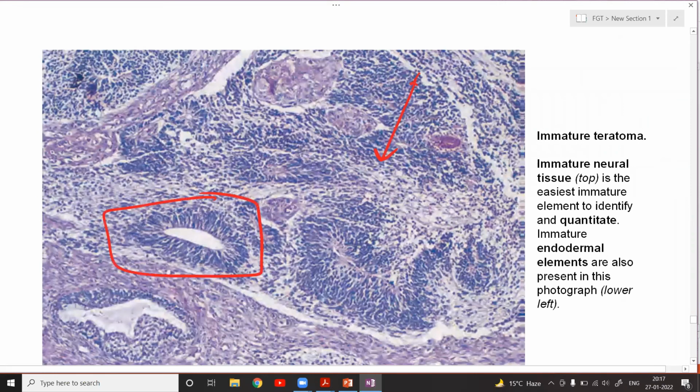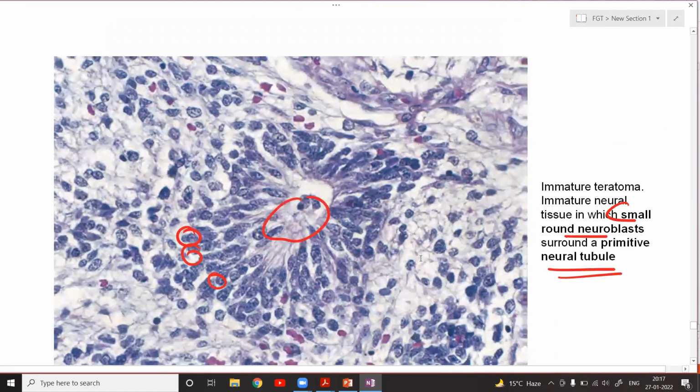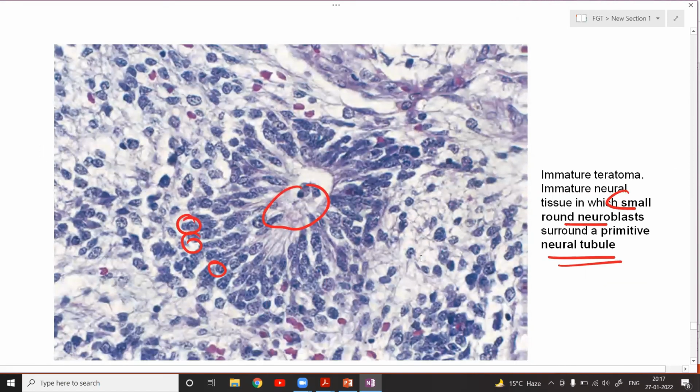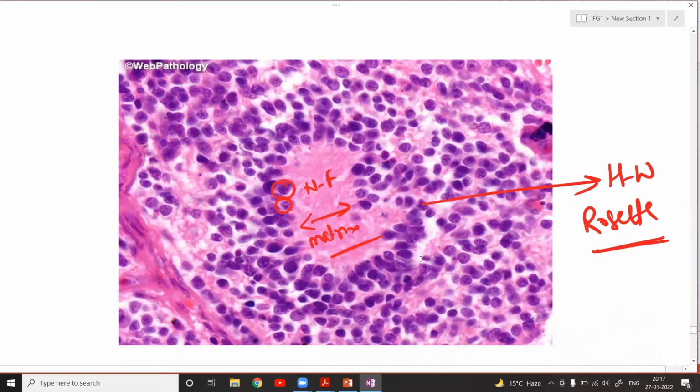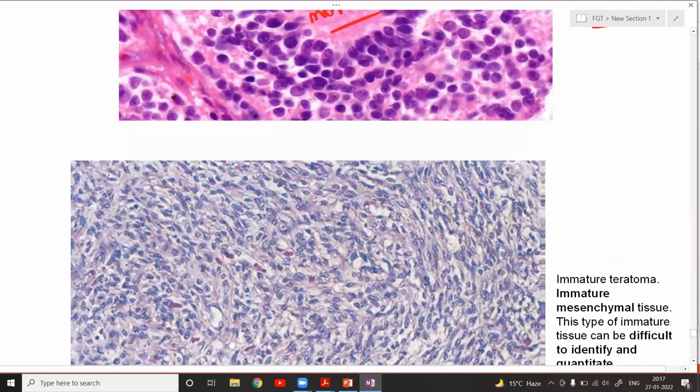Over here again, sheets, plus some of them are in the form of tubules as well, as we can appreciate over here, containing the immature neural cells in a stratified manner. Okay, then we are having immature teratoma over here again, the classical tubules, the primitive tubules that are formed by the neuroblasts, the Homer Wright rosettes, which are surrounding the neurofibrillary matrix, as we can appreciate over here.